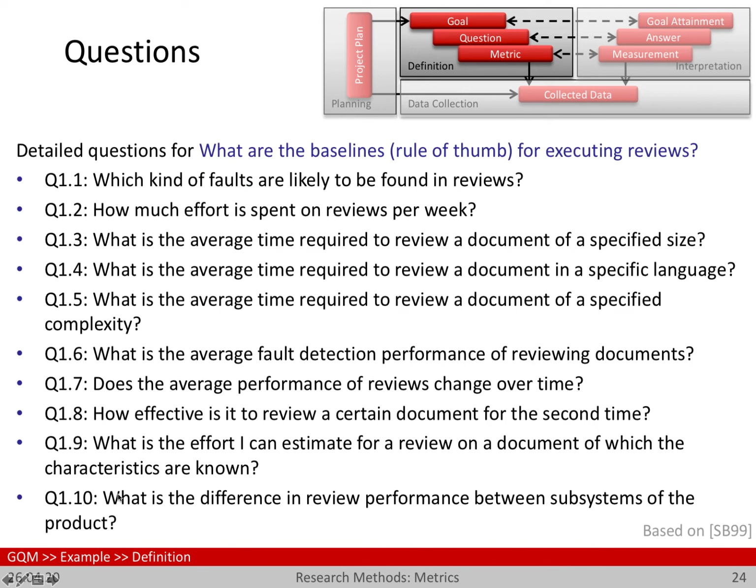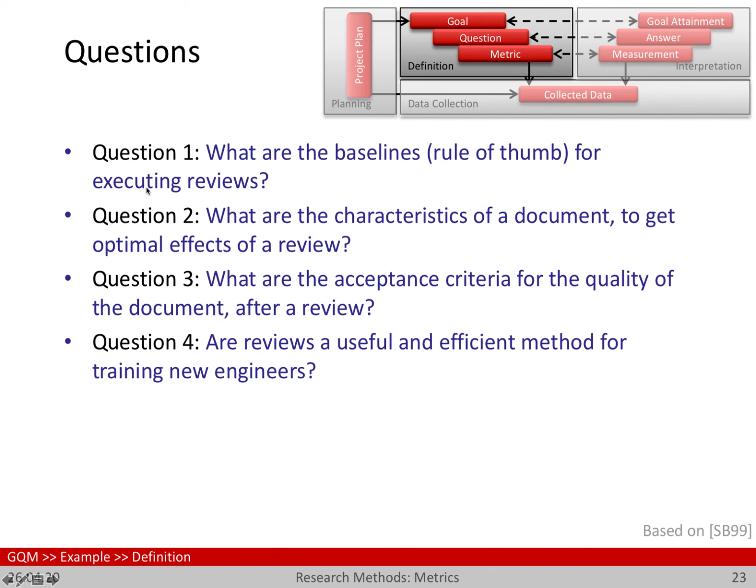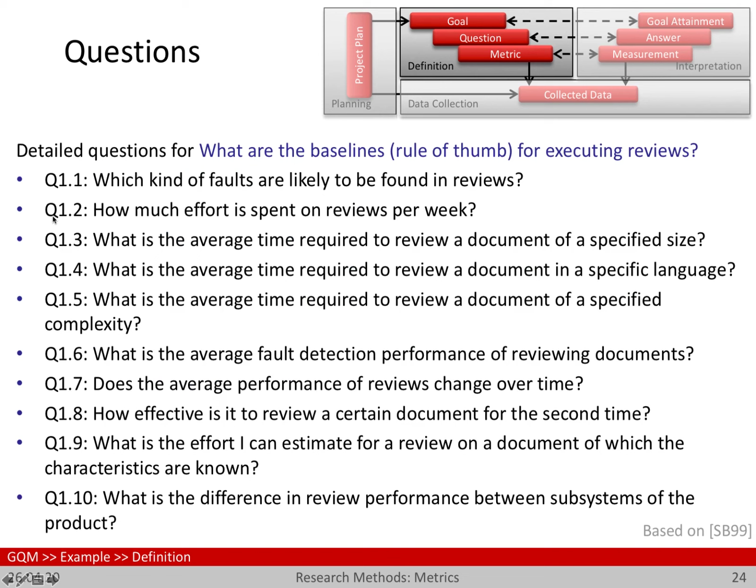So for example, all of these 10 questions that you have here on this slide are sub-questions of only question 1. Just for remembering, question 1 was: what are the baselines for executing reviews? And for example, which kind of faults are likely to be found in reviews focuses on the baselining with respect to faults, or how much effort is spent on reviews. Remember, there was an upper level, but that doesn't say that people perhaps used much less effort and so on. So these 10 questions are just baselining questions.